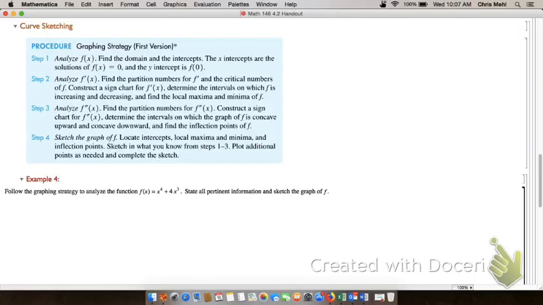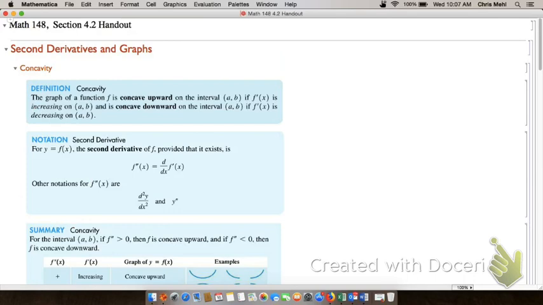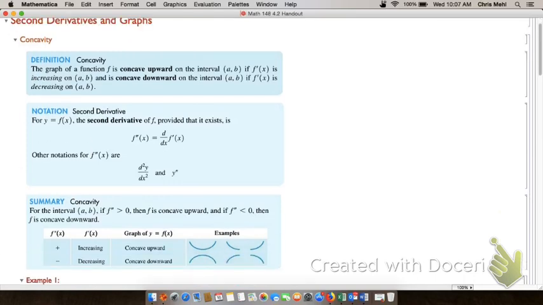Hello, everybody. Yesterday in class, we went through a few examples in section 4.1, and then we started looking at second derivatives and graphs. So we went through the handout, we talked about concavity, talked about concave upward, meaning the derivative is increasing, concave downward, meaning the derivative is decreasing. We defined the second derivative as the derivative of the first derivative.